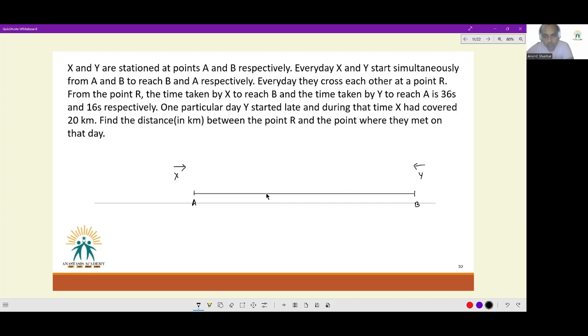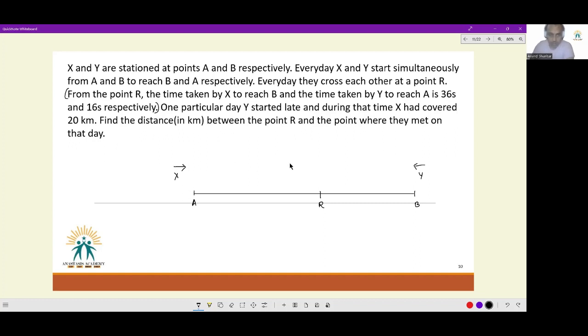Every day they cross each other at point R. Okay. They meet each other, let's say at point R. From the point R, the time taken by X to reach B and the time taken by Y to reach A is 36 seconds and 16 seconds respectively. Now this is a sort of critical piece of information. This is one of the building blocks of TSD based questions.